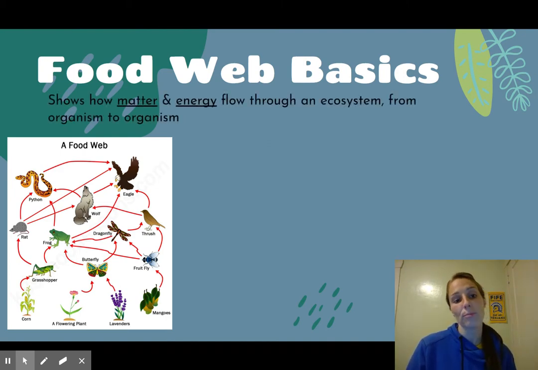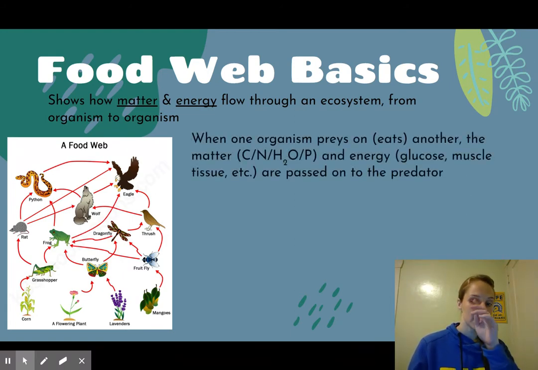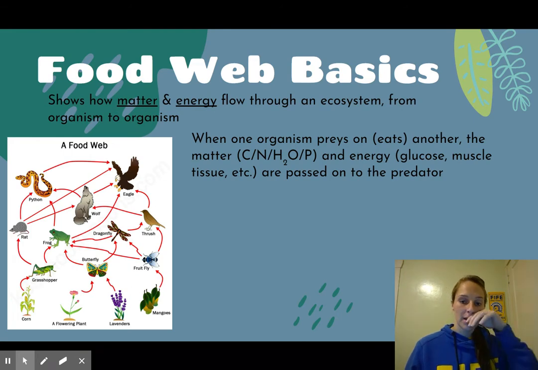Now, food webs show us how matter and energy flow through an ecosystem as they go from organism to organism. So the matter would be moving and the energy would be moving as it's going from prey to predator or a relationship like that. And the food web is going to show us that movement. So when you have one organism that eats another one, you have the matter, which is going to be your carbon, your nitrogen, your water, your phosphorus, and your energy, which will be glucose, muscles, tissue. The bonds are going to have the energy there. And so when one organism eats the other, that matter and that energy is going to be passed on from the prey to the predator.